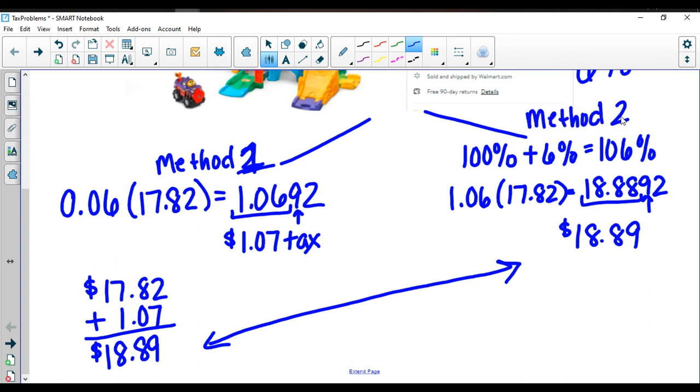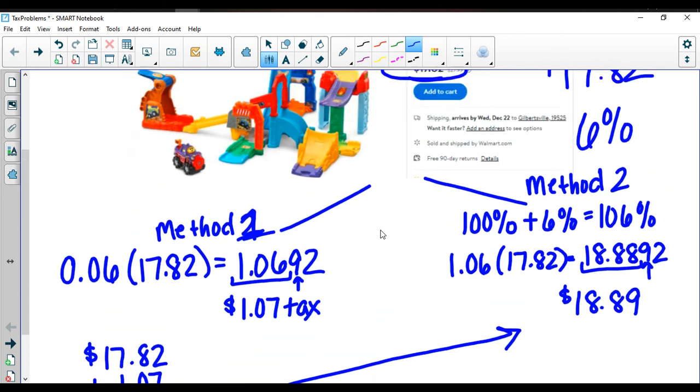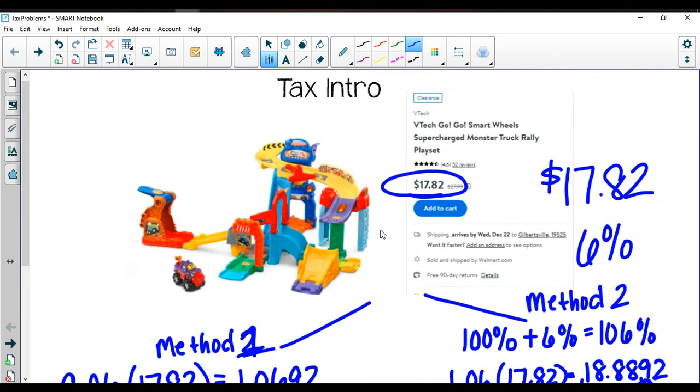So moving forward each day, you're going to have a sales tax problem to calculate that is going to be a graded problem. So it'll be a 2-point problem for finding the sales tax, and then eventually we're going to also add in there doing a discount and then calculating the sales tax on the discounted price as well.